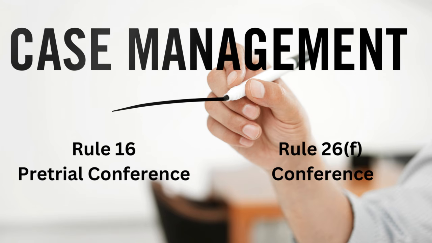So after the plaintiff and the defendant have discussed management, they reduce what they agree to in writing. They submit it to the judge, and then the judge will hold the scheduling conference. The judge, the plaintiff, and the defendant will discuss what the parties came up with, and eventually there will be a final agreement which the judge will sign. And once that document is signed, that becomes the management plan. And the parties are expected to follow that plan.